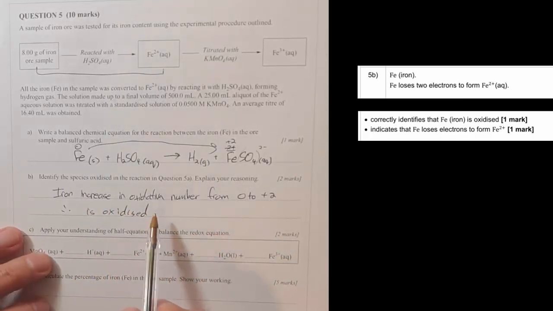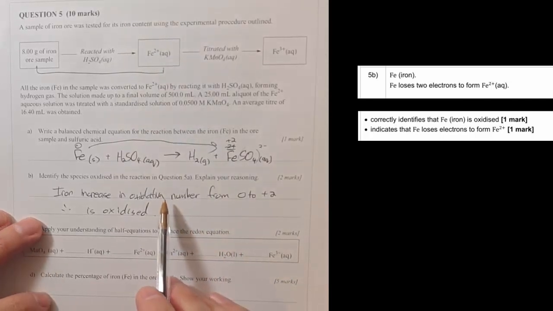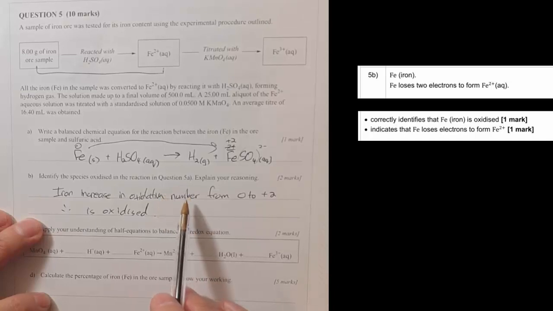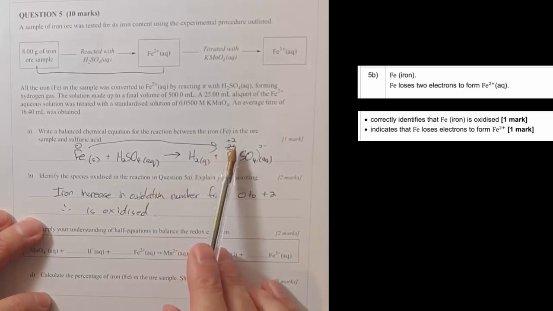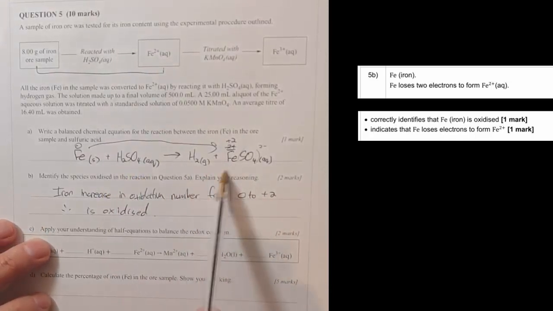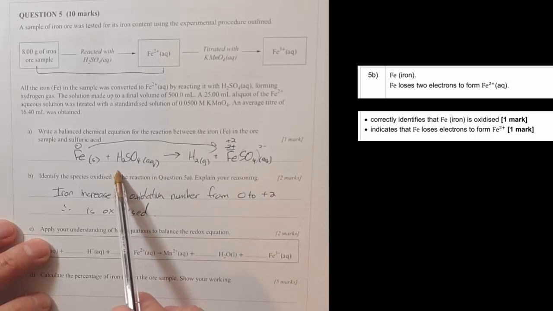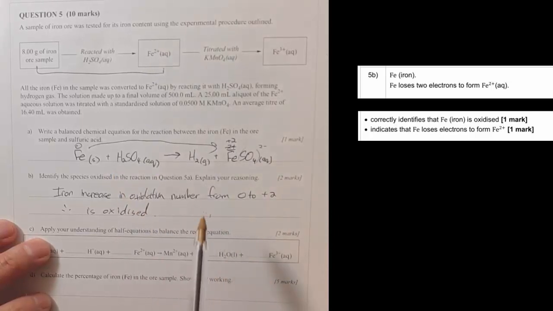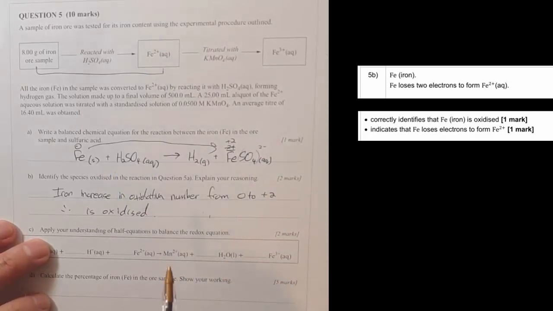All right, mark scheme says identifies that iron is oxidized. Yeah, indicates Fe loses electrons to form Fe2+. Yeah, that's one definition. They're going to have to accept any definition, you know. It's gained oxygen is another definition. Oxidation number is always the best, and they don't have that. There's no way they could reject that, as it is the best way to do it.